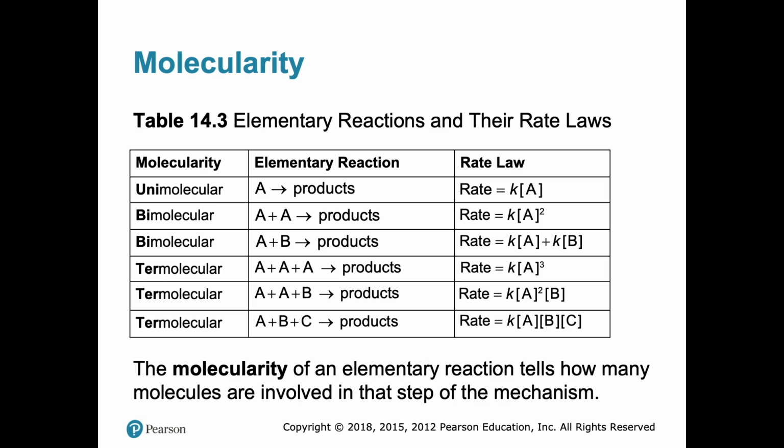So you could say that the molecularity tells you what the overall reaction order is. The overall order for unimolecular is first order. The overall order for bimolecular is second order. And the overall reaction order for termolecular is third order. Make sense? The molecularity of an elementary reaction tells us how many molecules are involved in that step of the reaction mechanism, which is what I've been saying the whole time.